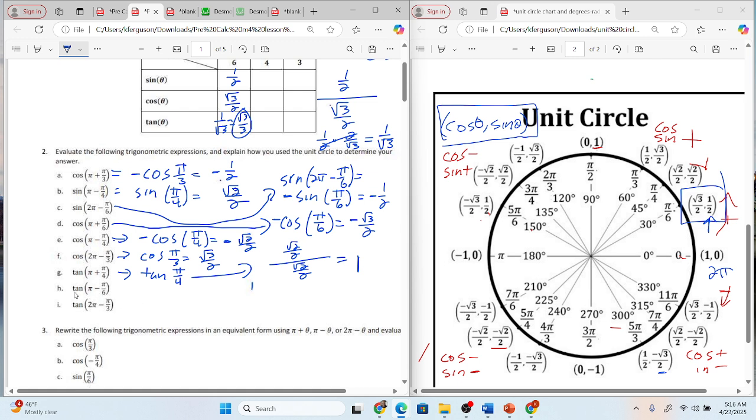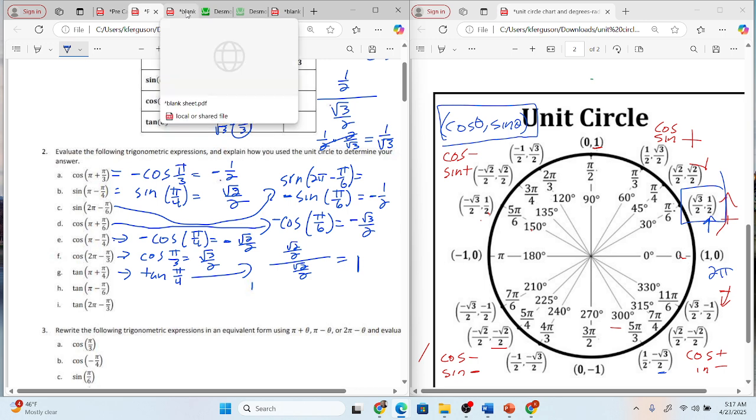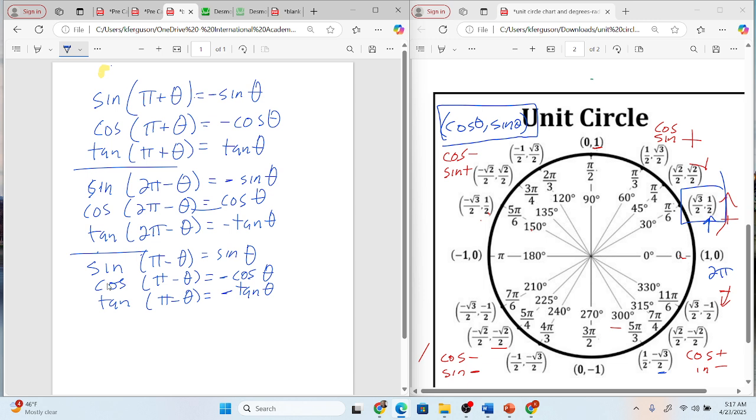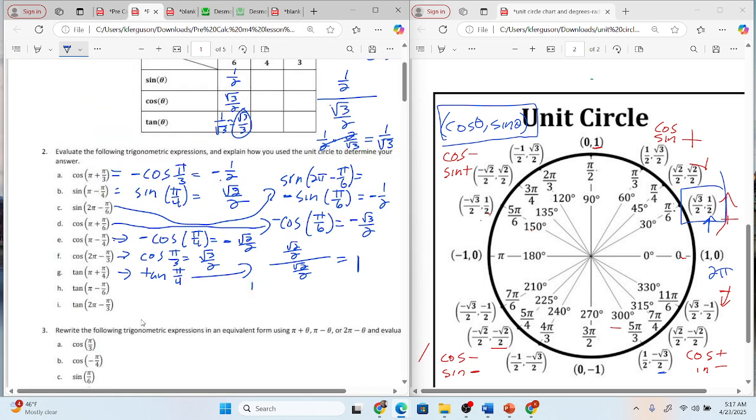Okay, so let's see. Tangent of pi minus pi over 6, which is 30 degrees. Tangent of pi minus theta ends up being negative tangent. So that is going to be negative tangent of pi over 6. Pi over 6 is 30 degrees. So what did I end up with? I ended up with 1/2 divided by the square root of 3 over 2.